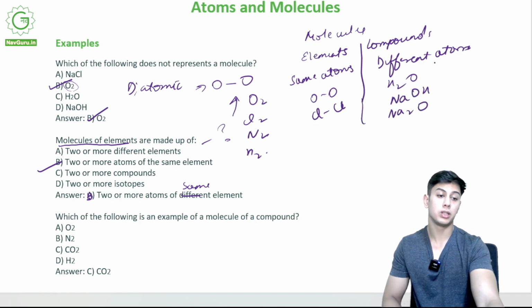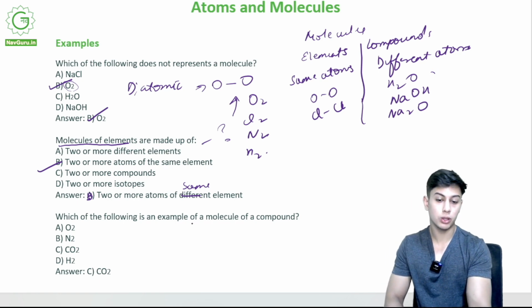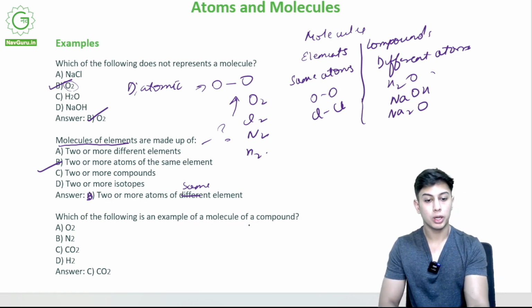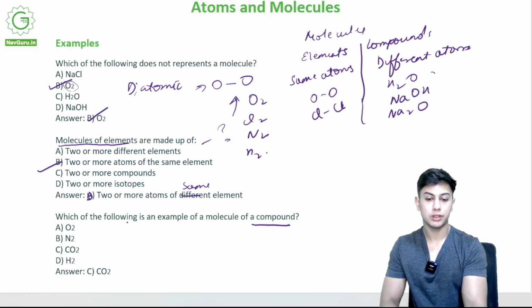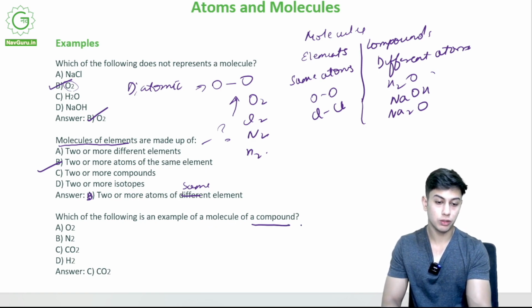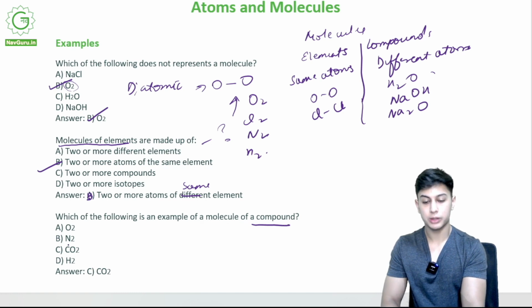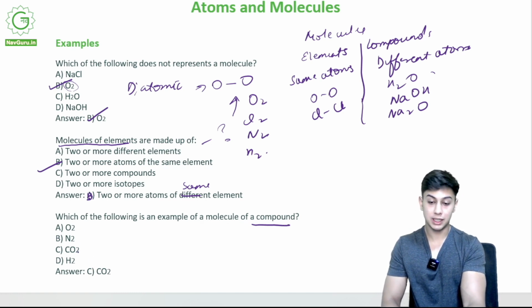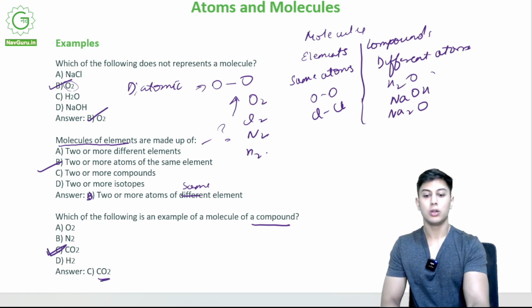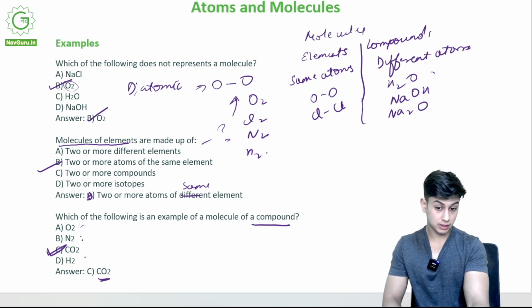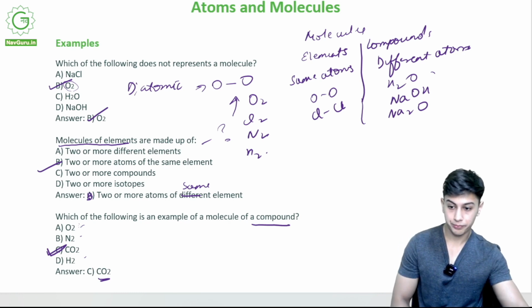These are different compounds. Alright, which of the following is an example of a molecule of a compound? O2, N2, H2. Over here you can see an odd one out, which has different elements, different atoms making up a molecule, that is CO2. All others have diatomic properties, atoms comprising two of the same element: O2, N2, H2.